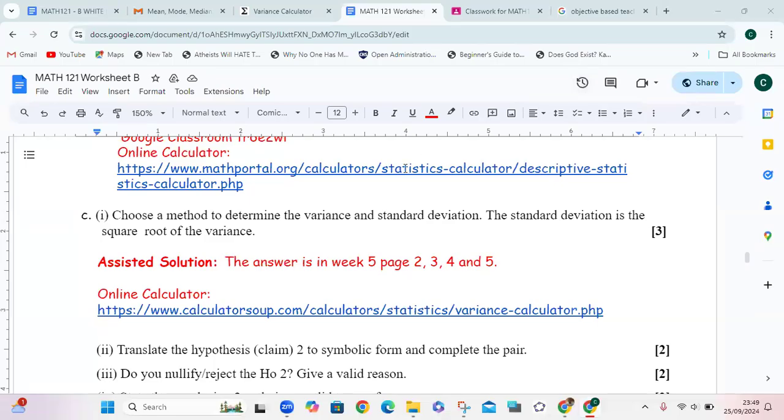In this presentation, we are going to discuss Worksheet B, number 10C, part 1. The question says to choose a method to determine the variance and standard deviation, knowing that the standard deviation is the square root of the variance.